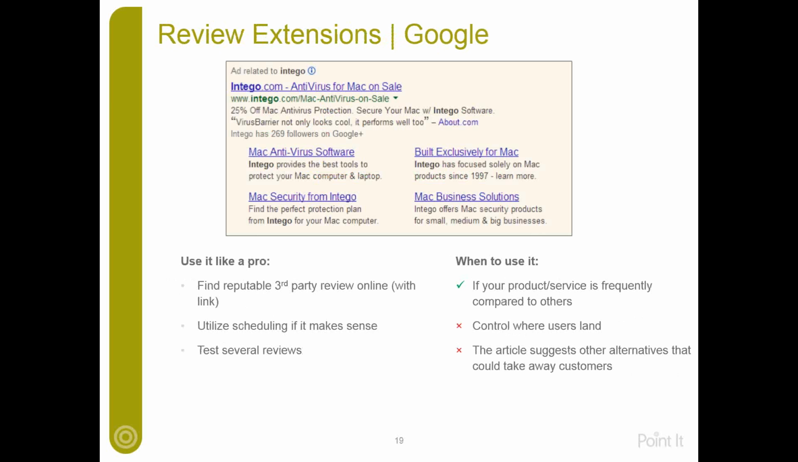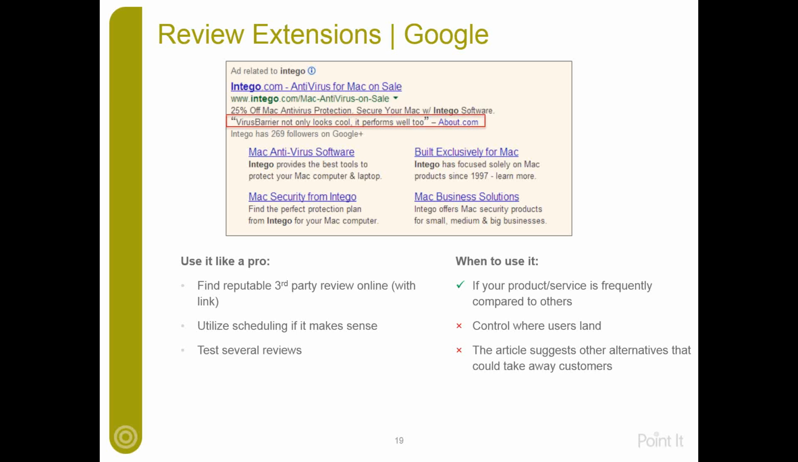Another Google extension to consider is review extensions. Review extensions provide more information that can help potential customers understand why they should select your product or service over competitors. These can be added directly from the AdWords UI, and advertisers are allowed to have multiple review extensions on a campaign. This review can either be paraphrasing or a quote from a third-party review online.